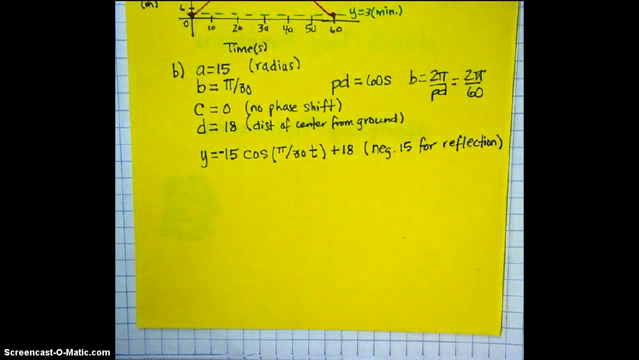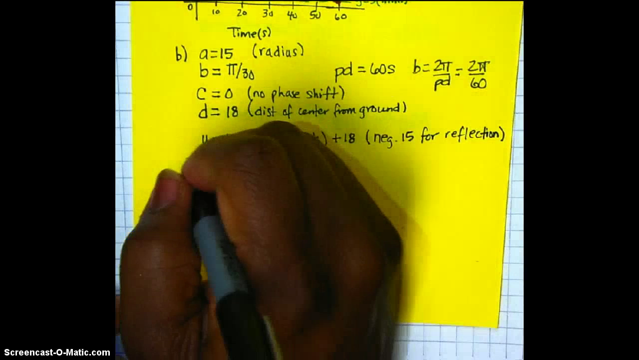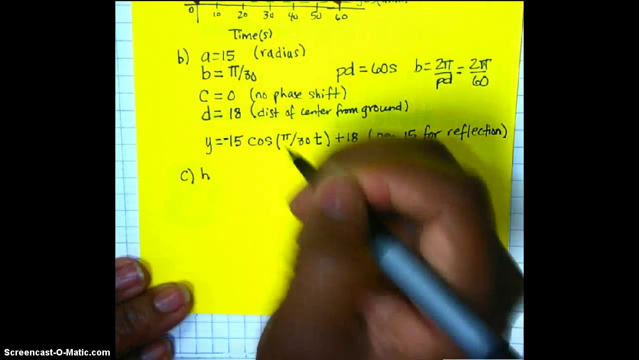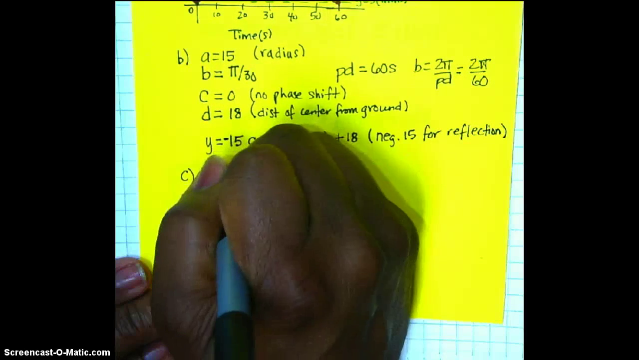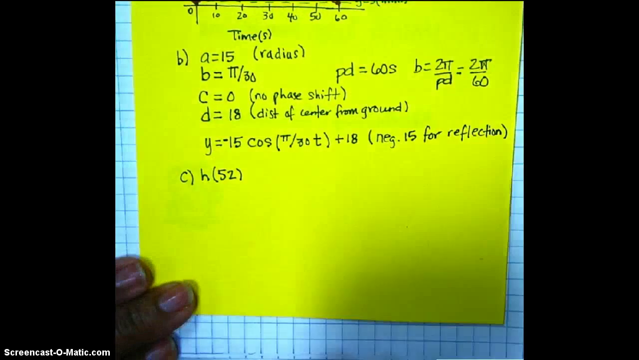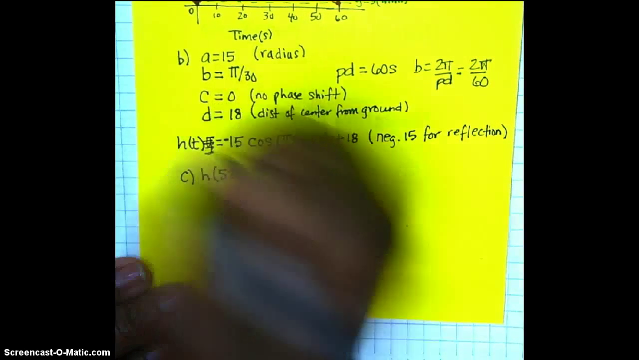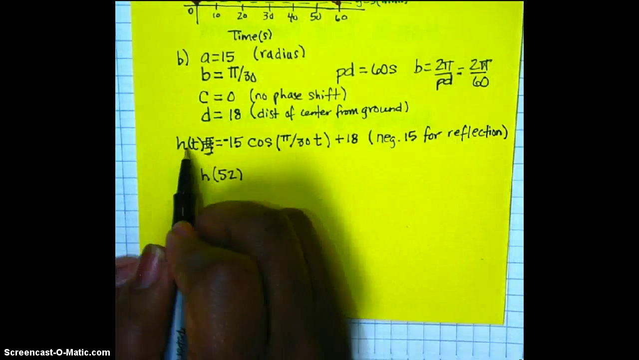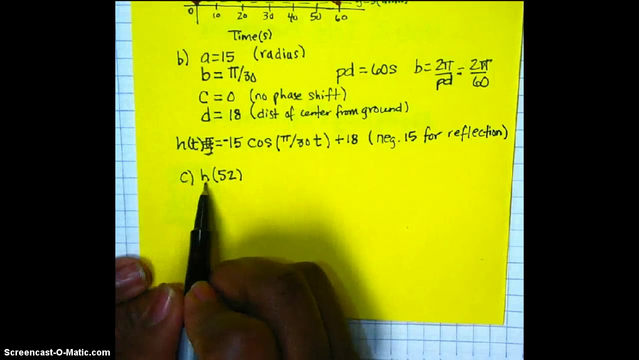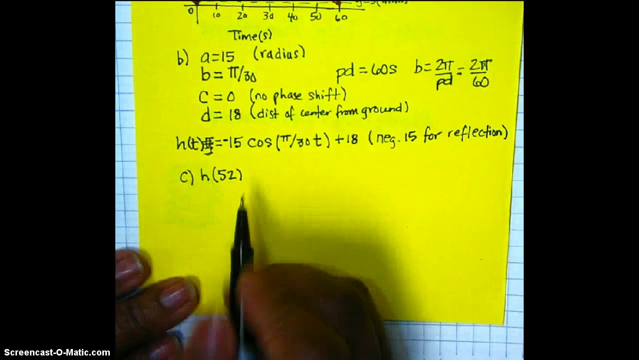Okay, 2 more parts to go. Part C asks for the height of the rider at 52 seconds. So in other words, in C, we want to know h of 52. And in part B, I really should write this as h of t to represent real world. So h of t, the height at t seconds. So then when I write h of 52, I'm saying the height at 52 seconds.